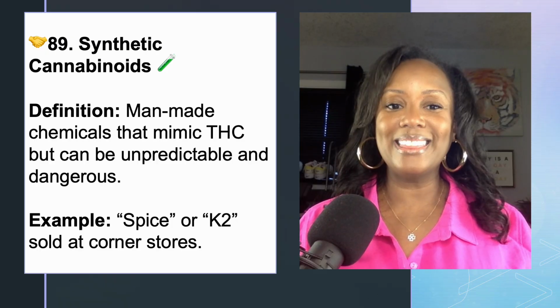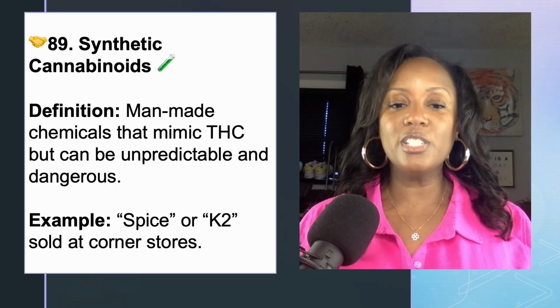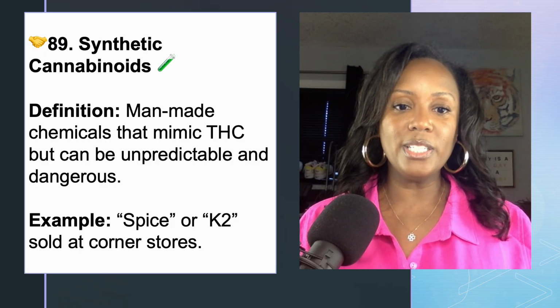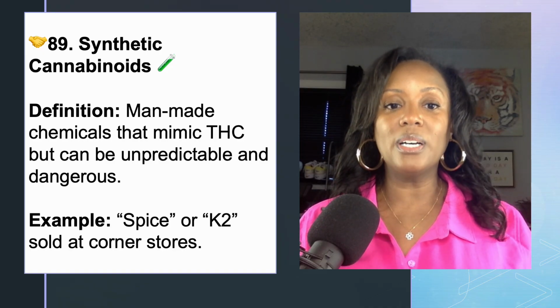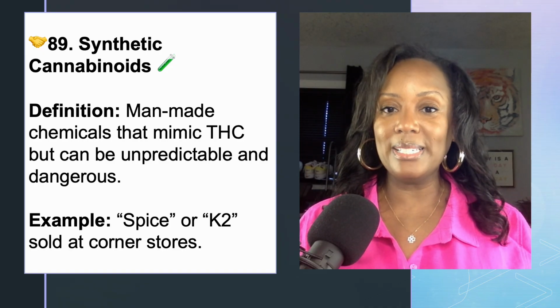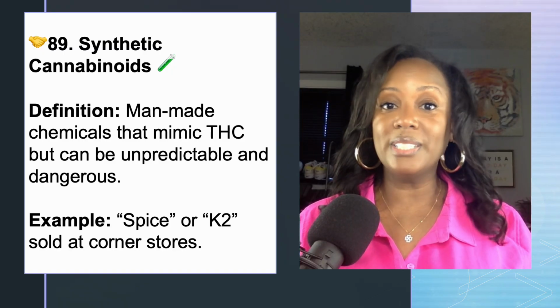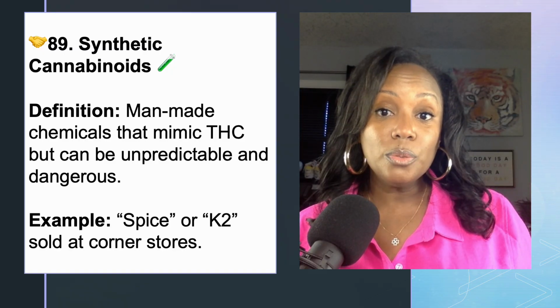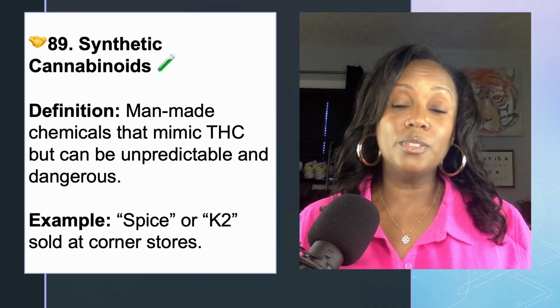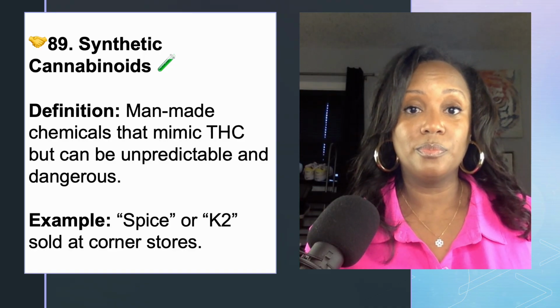Term 89 is synthetic cannabinoids. These are man-made chemicals that mimic THC but can be very unpredictable and dangerous. Examples of synthetic cannabinoids are spice or K2, and they're often accessible and sold at corner stores. These are marketed as legal, but they can be way more harmful than natural cannabis.